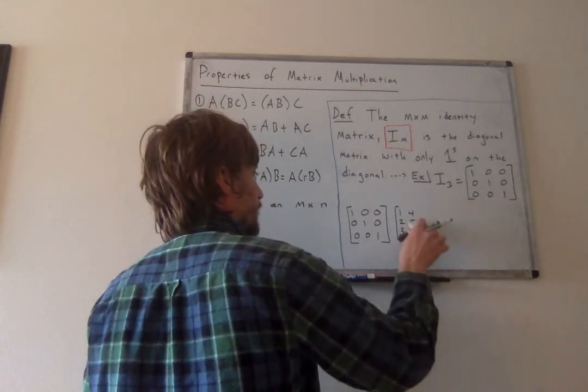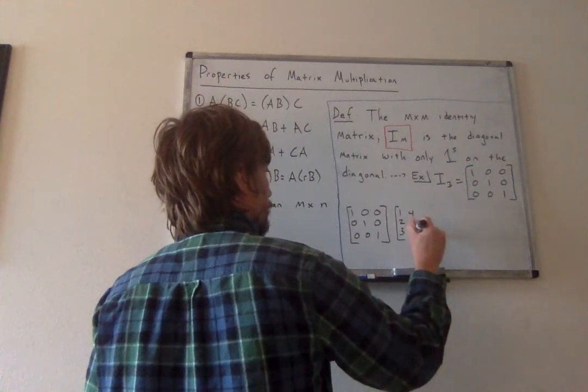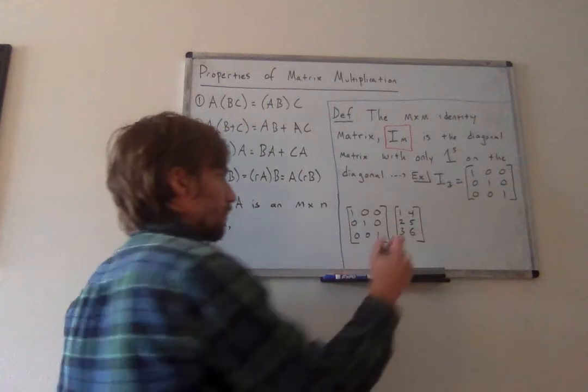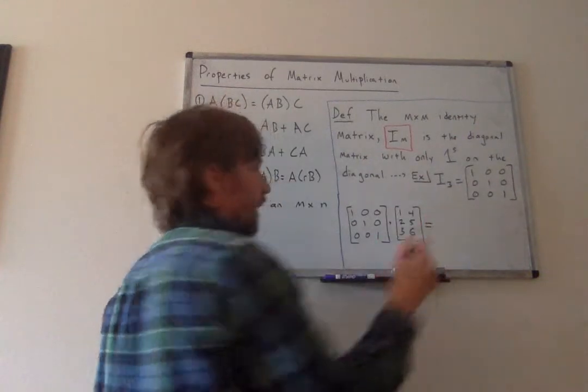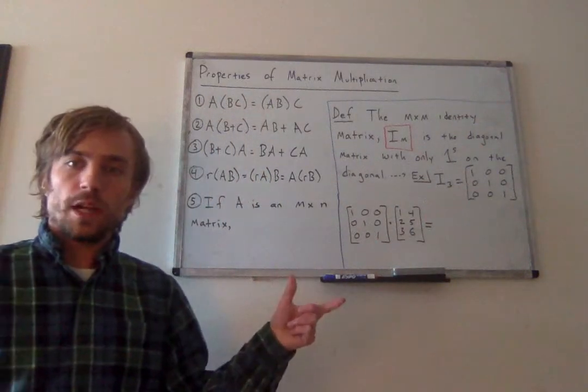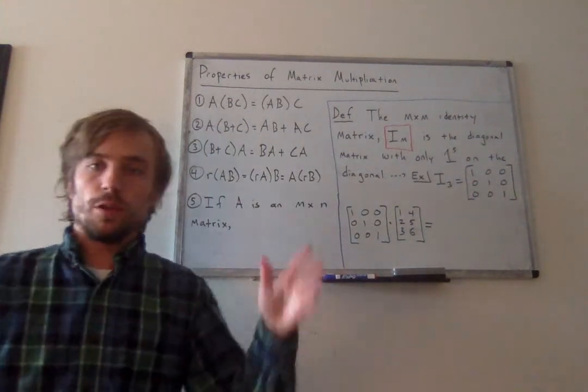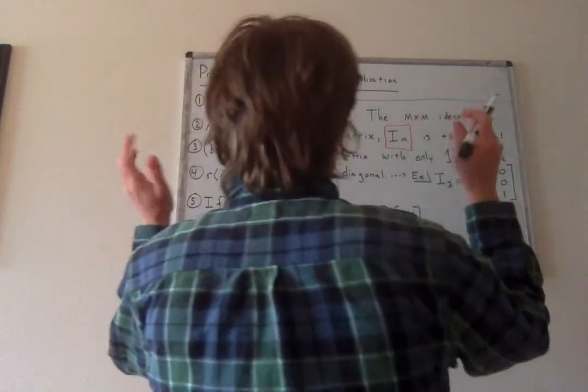So here A is a 3 by 2 matrix. And so notice this product is valid. What happens when I multiply a matrix in a valid way by the corresponding identity matrix? Well, let's do our matrix multiplication dance.